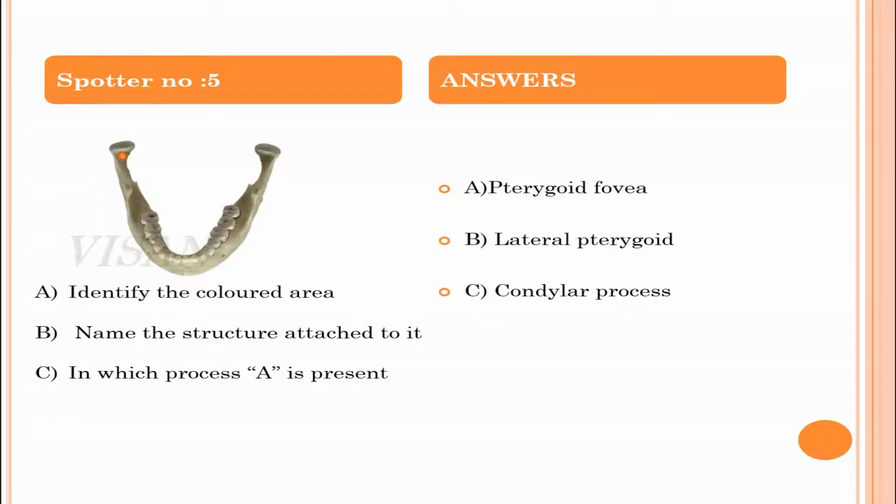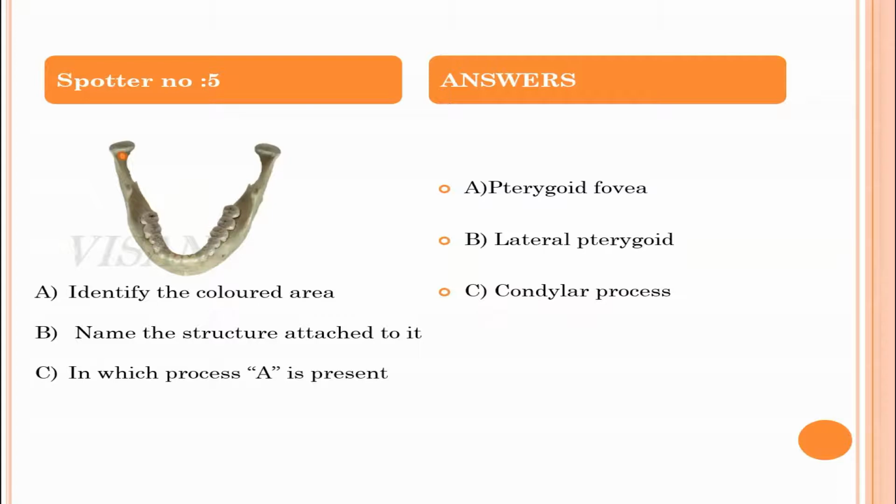So it should not be the head of the mandible or the condylar process, because they are forming the joint. So they are not attached. Here you have to identify it as pterygoid fovea, and the structure attached is lateral pterygoid. And the C itself gives you a clue for B, in which process A is present.